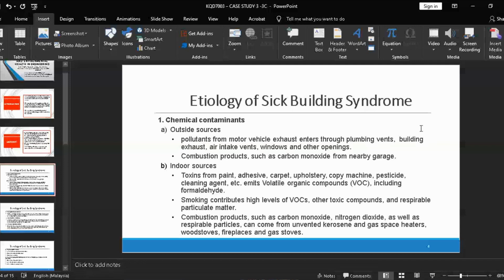Sick building syndrome is usually in a commercial building or an office, not in a factory, where you get sick because of exposure to volatile organic compounds, like from paint, adhesive, carpet, upholstery, copying machines, pesticides, cleaning agents, all those things. Smoking is also one of the contributors of sick building syndrome. So all those indoor sources are where you get more sick building syndrome. It is usually from indoor sources, not outdoor sources, most of the time.